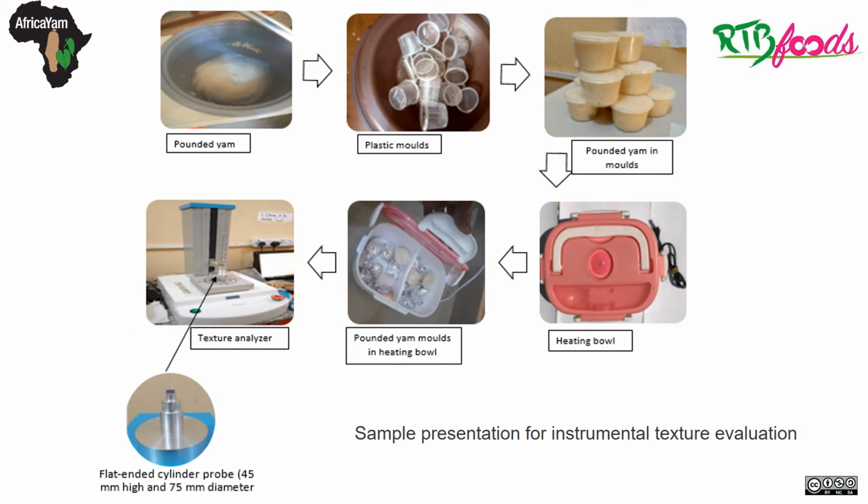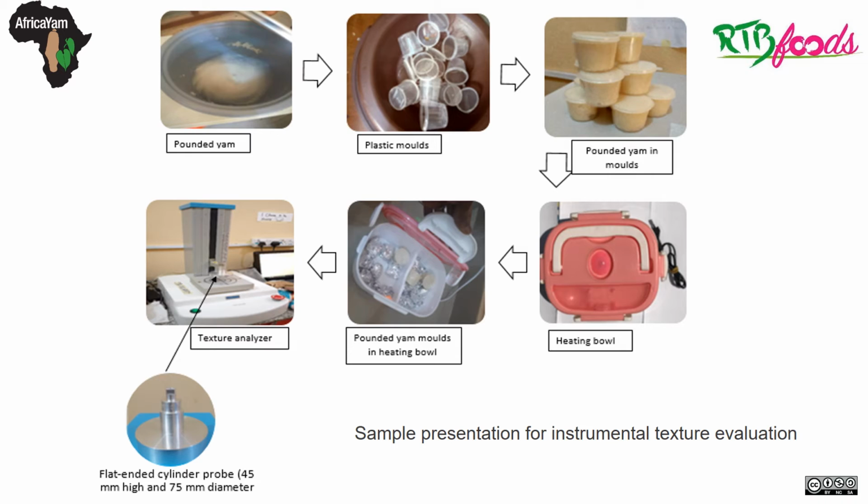Now, we'll also carry out instrumental texture quality evaluation. As we have said, instrumental texture quality evaluation is very, very dimension sensitive. So in order to get a product of uniform dimension, after pounding the yam, we'll put it in plastic molds. These plastic molds are of uniform size, uniform length, and uniform diameter. When we're ready, we'll put it in the eating bowls like we did for the sensory evaluation, and then we'll put it on the texturometer.